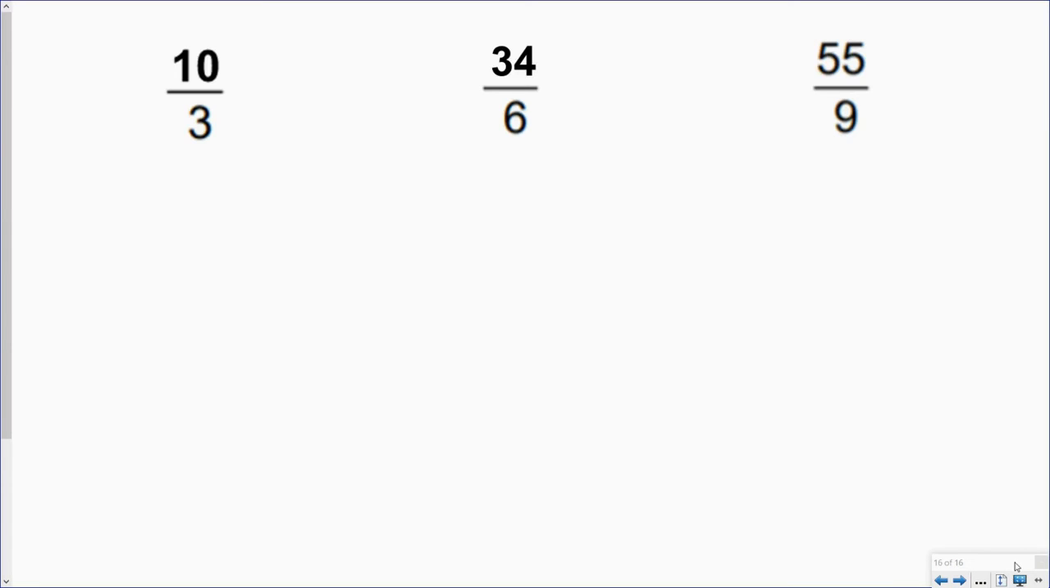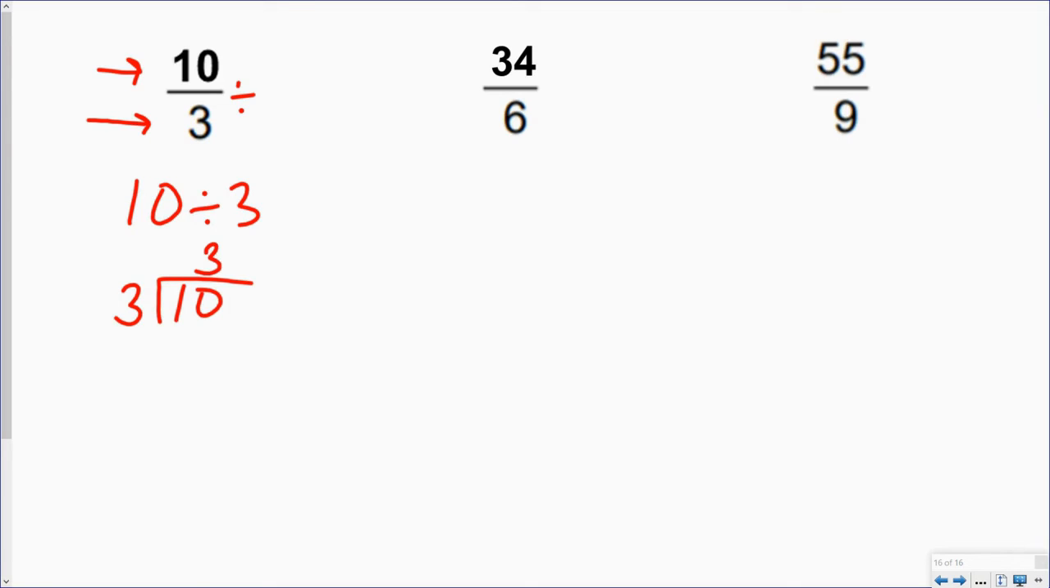Here we have 3 improper fractions. We are going to do the exact same thing we just did with the previous problem. So here I have 10 thirds. I know this is an improper fraction because my 10 is larger than my 3. And I know that this says 10 divided by 3. So I set it up: 10 divided by 3. I know that 3 goes into 10 3 times, which gives me 9. So I subtract my 9 and I have 1 left over.